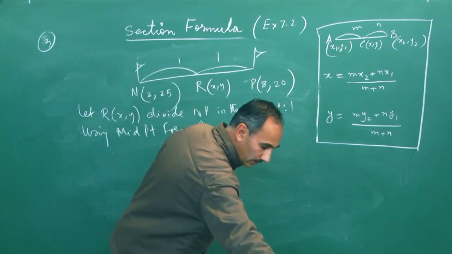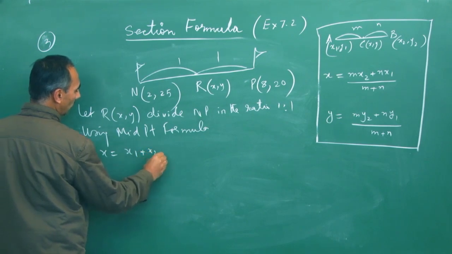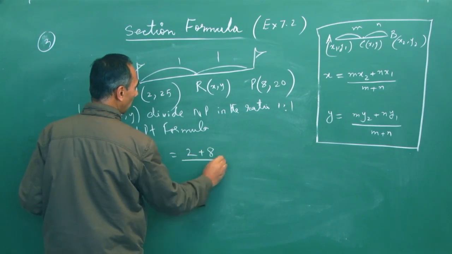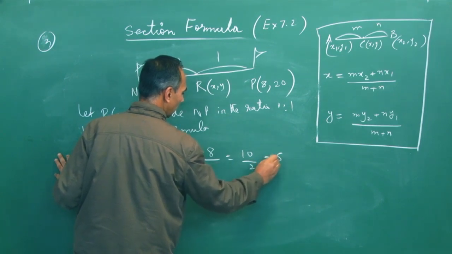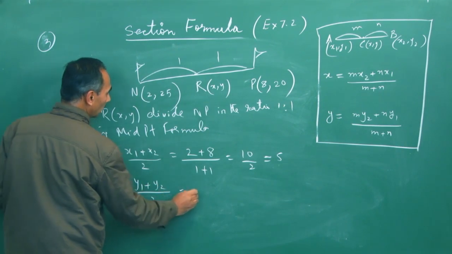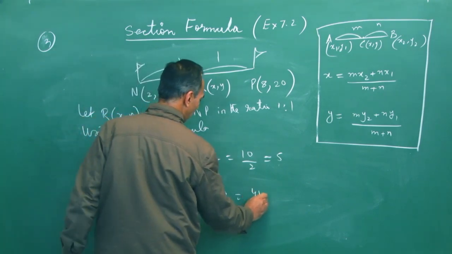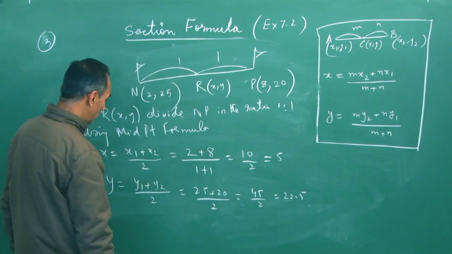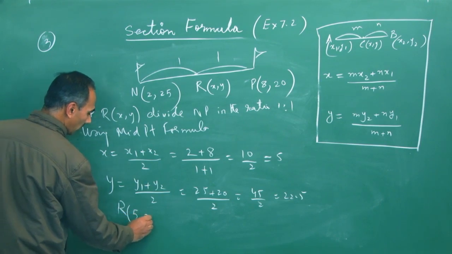So the midpoint formula will tell you that x is equal to the sum of the x coordinates of the endpoints upon 2. That means x1 is 2, plus x2 is 8, upon 2. That means 10 upon 2, that means 5. And what about y? y1 plus y2 upon 2. So y1 is 25 plus 20 upon 2. That means 45 upon 2, that means 22.5. So this Rashmi has coordinates 5, 22.5.